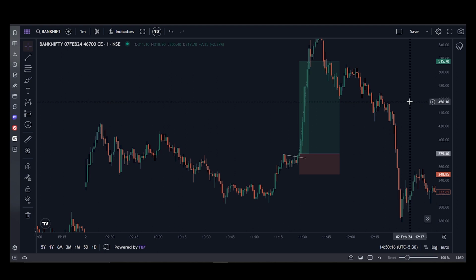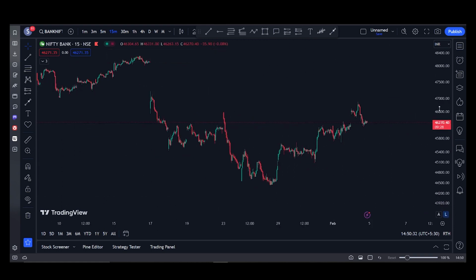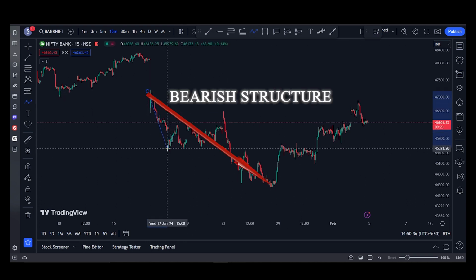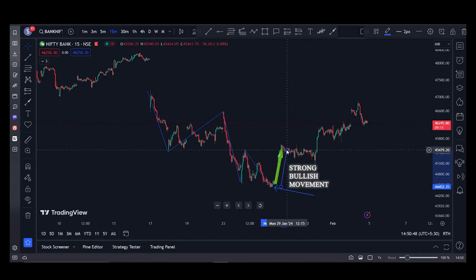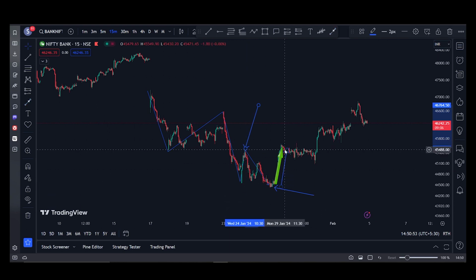So without any further ado, let's jump into the 15-minute time frame of the Bank Nifty spot chart. This is the 15-minute chart. Here you can see that the asset was continuously in a bearish structure, making lower lows and lower highs up to this particular point. After this point, the asset gave a strong bullish momentum and broke the previous swing high. That is why I call this swing a shift in market structure from bearish to bullish.